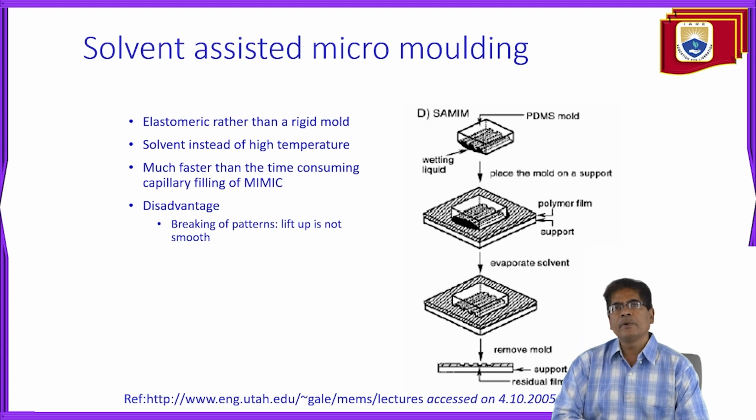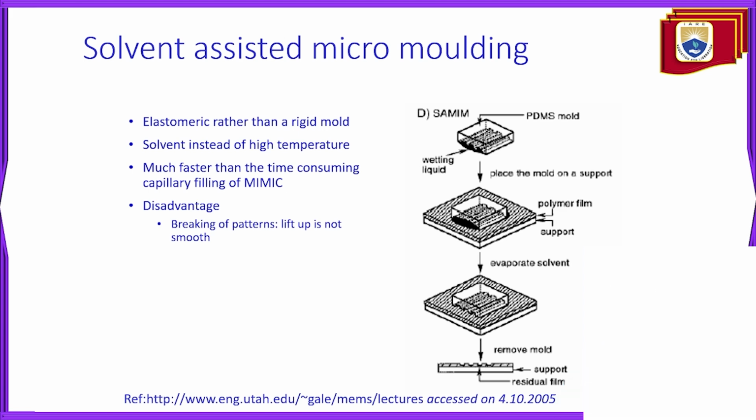So solvent assisted micro molding. So we have the elastomer rather than a rigid mold, solvent instead of high temperature, much faster than the time consuming capillary filling of MIMIC. So the disadvantage is breaking of patterns, lift up is not smooth. So this is for the solvent-assisted micro molding.